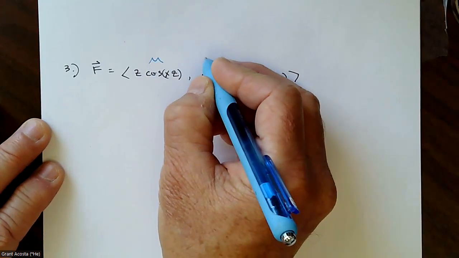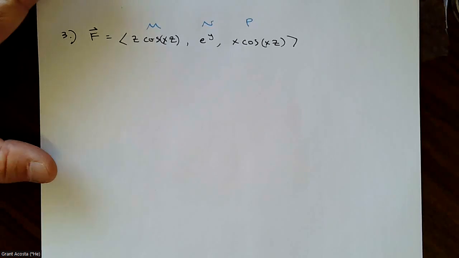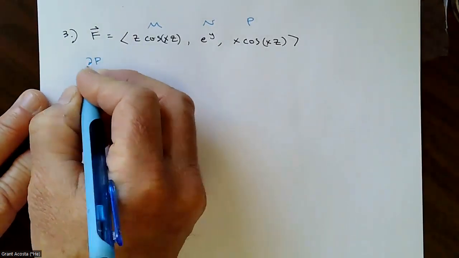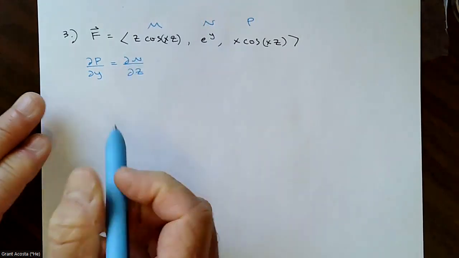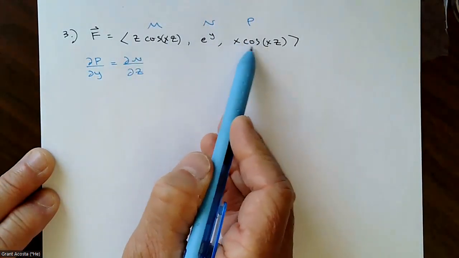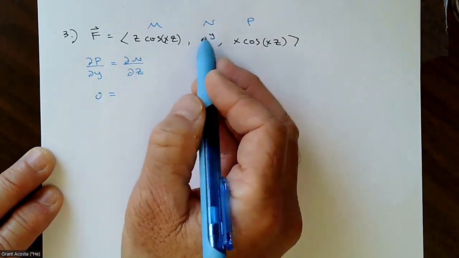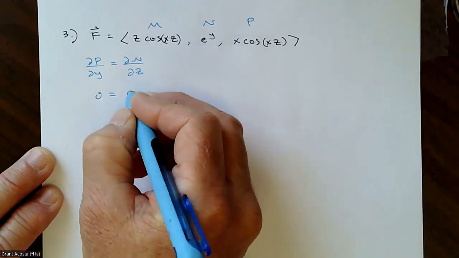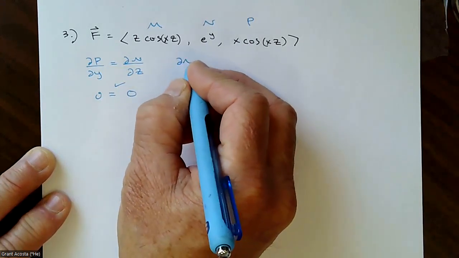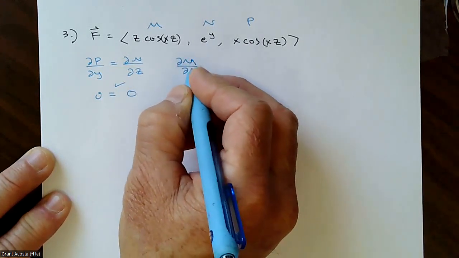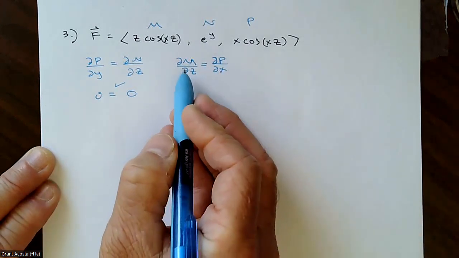Once again, we have an M, N, and a P. So we'll start the same way. Let's see if the partial of P with respect to y equals the partial of N with respect to z. Partial of P with respect to y, once again, is 0. There is no y in there. And the partial of N with respect to z is also 0. So that checks out. The second thing I have to check is whether my partial of M with respect to z is equal to the partial of P with respect to x.